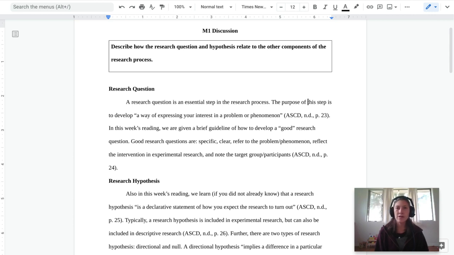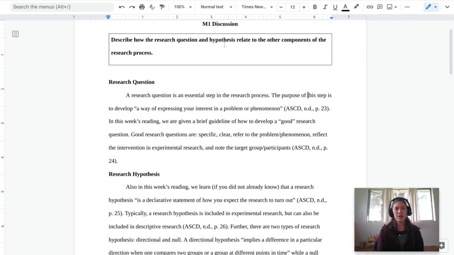I have gotten into the habit of recording and posting my discussions. I like to just make it a little more engaging and interactive since we're solely online, especially through these times right now where we're forced to be in isolation. So I'm just going to go ahead and read through my discussion for the week.